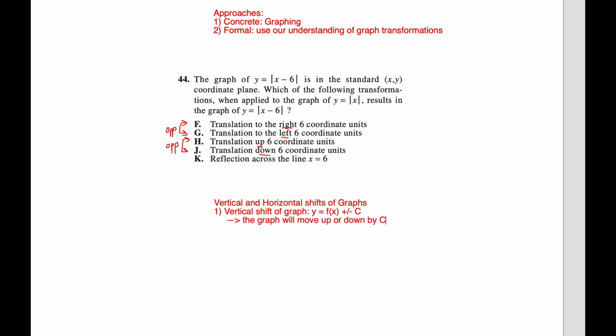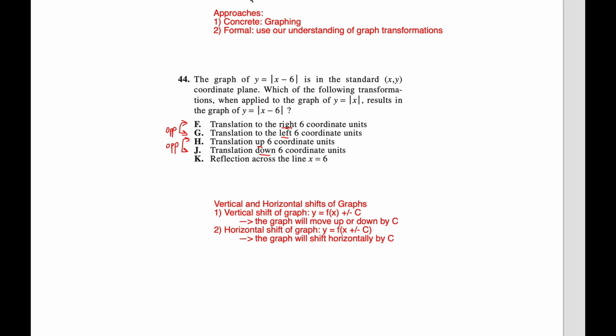And then for horizontal shifts of a graph, we're going to have a function, but instead of adding or subtracting the c to the outside of the function, we're going to do that to the x value directly. So it'll look like this. The c is adjusting the x directly. And what this is going to do is the graph will shift horizontally by c, depending on what it is.